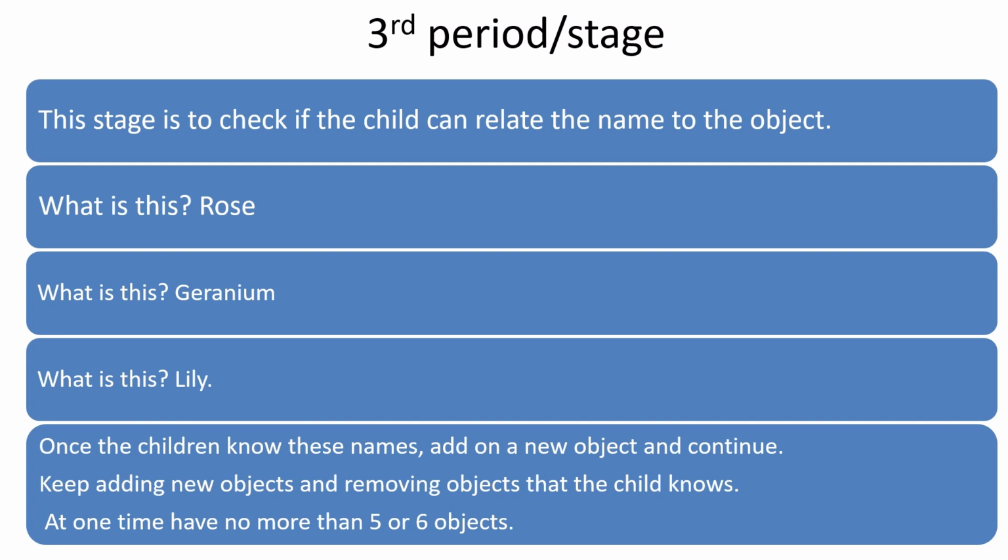This stage is to check if the child can relate the name to the object. What is this? It's a rose. What is this? Geranium. What is this? Lily. Once the children know these names, add on a new object and continue. Keep adding new objects and removing objects that the child knows. At one time, have no more than 5 or 6 objects.